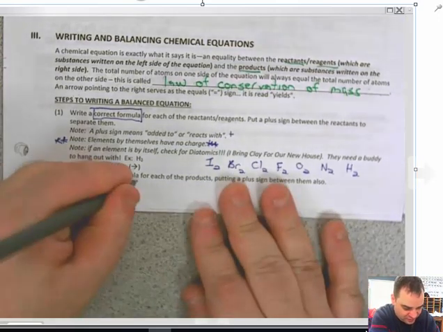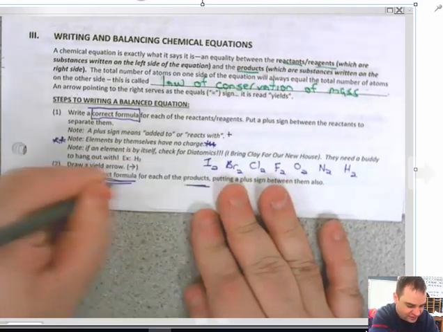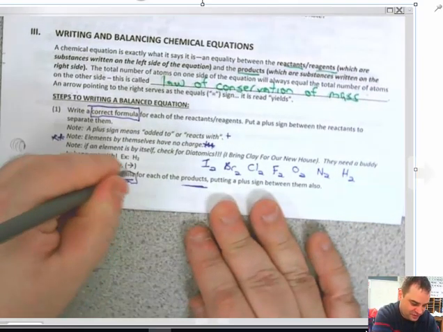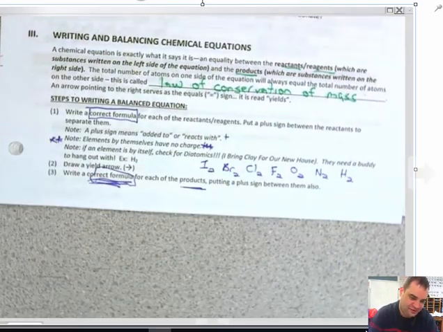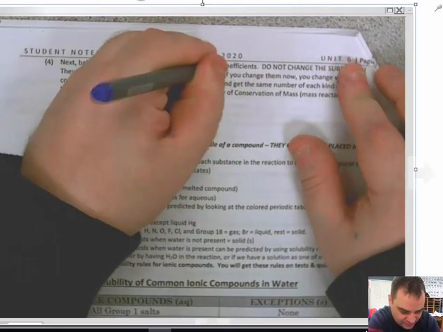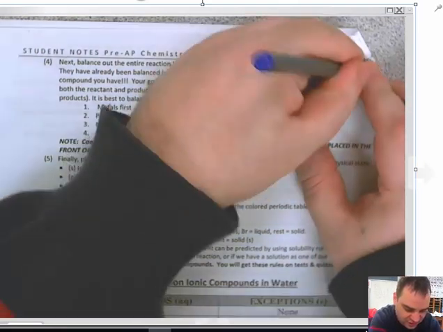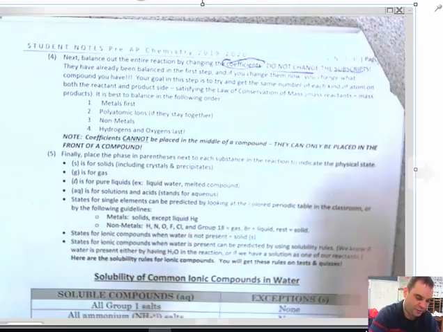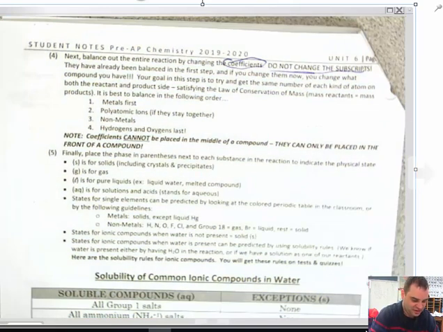You have to write the correct formula for the products as well. No correct formulas, you're not getting any credit for anything because everything else is wrong. Okay. You balance out the entire equation by using coefficients. Do not change the subscripts because that changes the formulas and that makes the formulas wrong.